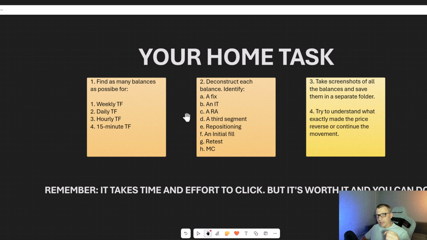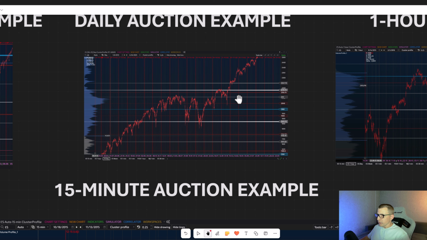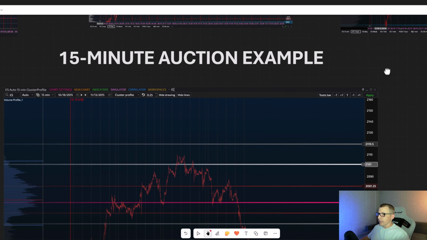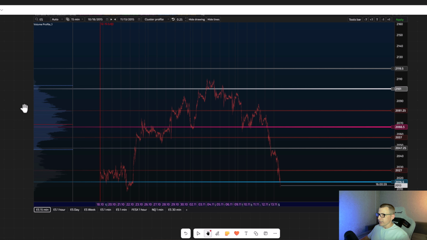We have local balances and reversal balances. Local balance, which happened here on the weekly auction, supports the previous movements. The auction accumulates some volume, which supports the move continuation. The same here, daily auction. The auction accumulates some volume through balance and then continues the movement. And on the hourly time frame, we have a reversal because the price takes another direction. The hourly auction gathered some volume and reversed. And here on the 15-minute time frame, we have the same: a balance and the price reverses.